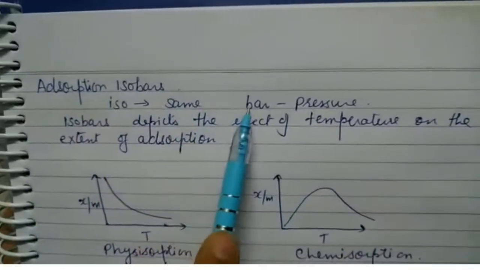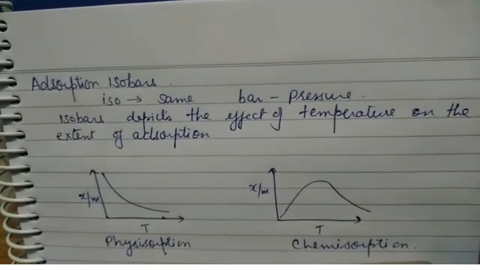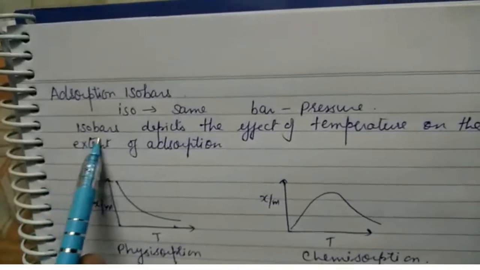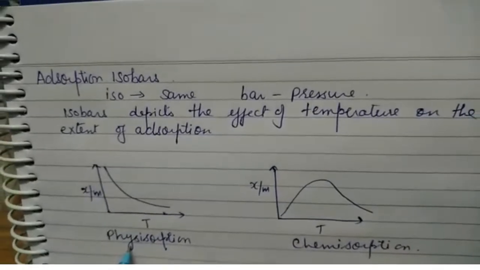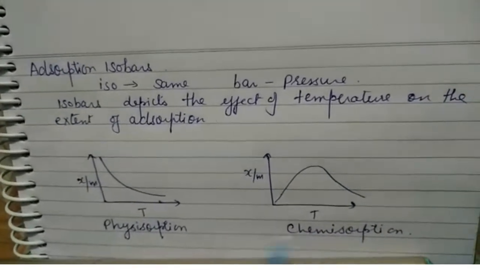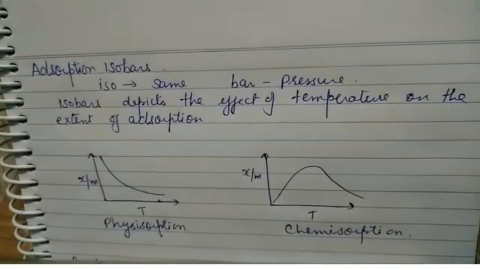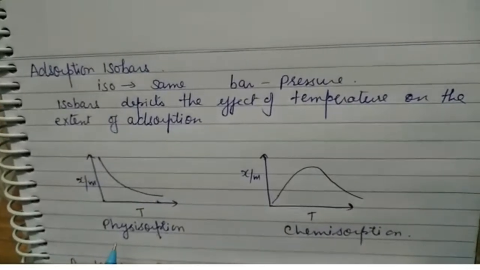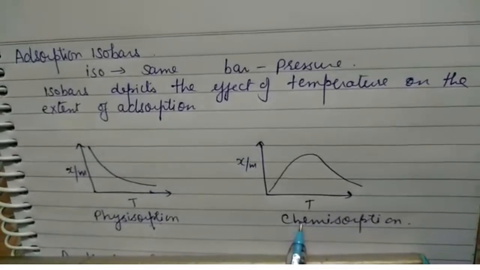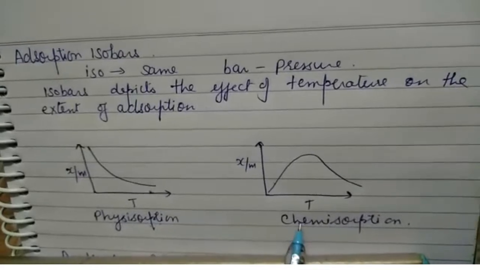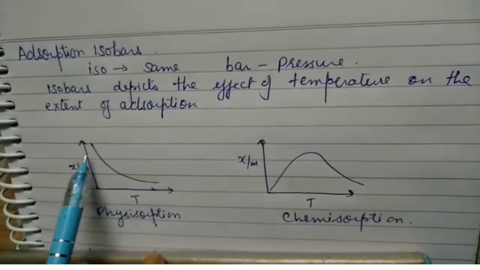Iso means same and bar means pressure. Now here the pressure has been kept constant, whereas the temperature is changed. So isobars depict the effect of temperature on the extent of adsorption. This is your physisorption and this is your chemisorption. Physisorption, as I have told before also, is your physical adsorption, where the weak van der Waals forces exist between the adsorbate and adsorbent, whereas chemisorption is your chemical adsorption, where the strong chemical bonds exist between your adsorbate and adsorbent.